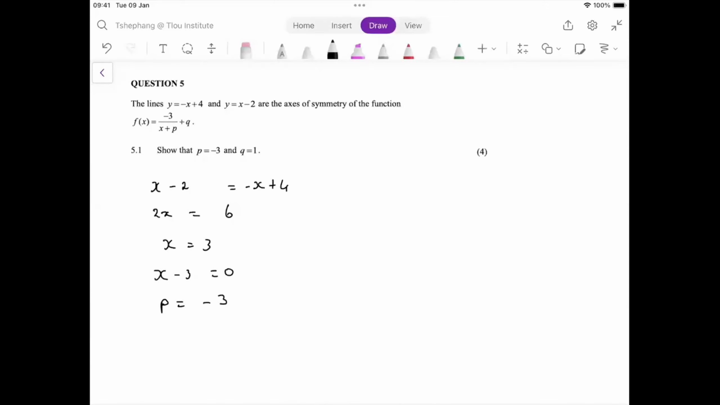Now, moving on, we can say y is equal to x minus 2. Then substitute the x value, 3 minus 2, and we have 1. This simply means that q is equal to +1. As easy as that, we have found the values.